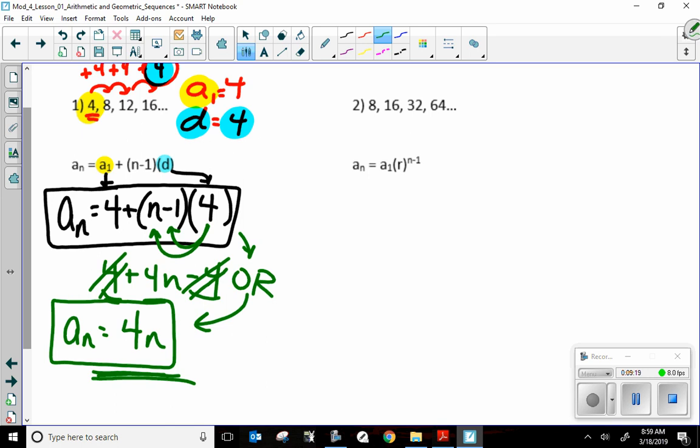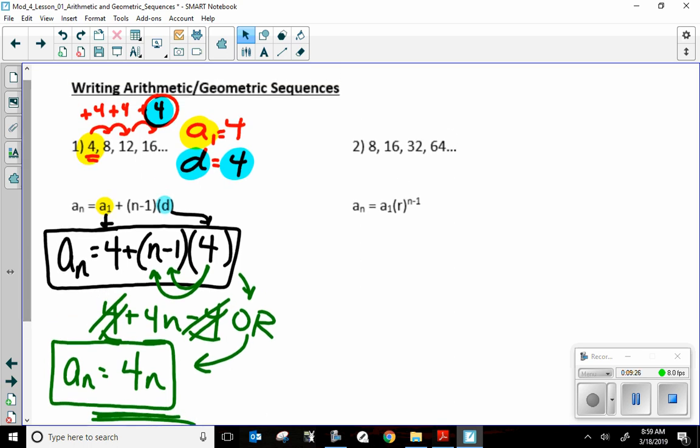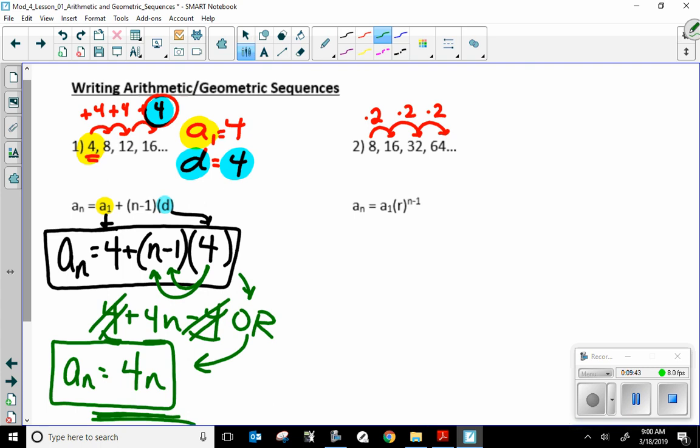Now, let's look at number 2. Number 2 here is a geometric series. How do I know that? Because in order to get from 8 to 16, I multiply times 2. 16 to 32, I multiply times 2. 32 to 64, I multiply by 2. So my first term is 8. A sub 1 equals 8. My common ratio is a positive 2.